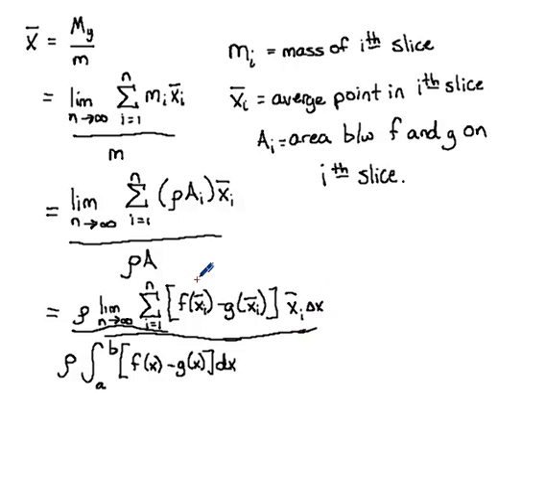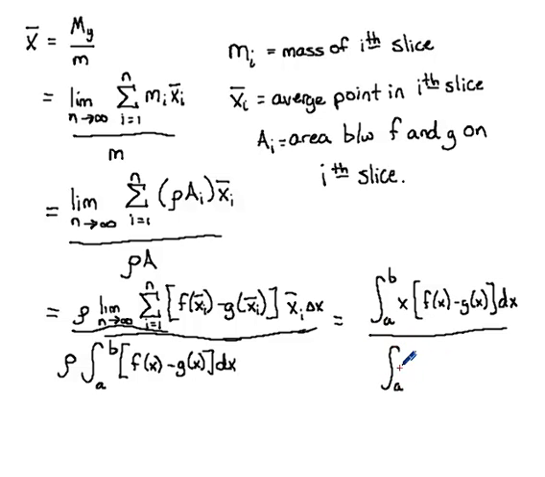So you see in that limit there we have the product of f minus g times delta x, that'll be the area, and then we have x sub i bar. These rho's out front will cancel. You know that this limiting process will become an integral, so this will turn into the integral from a to b of x times the quantity f of x minus g of x dx. And that's all divided by the integral from a to b, again because this is the area, of f of x minus g of x dx.